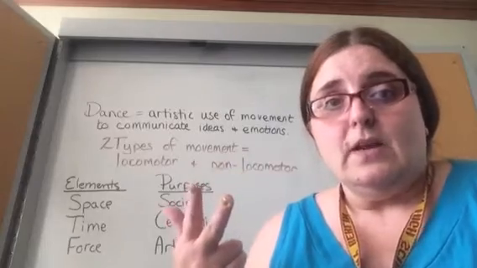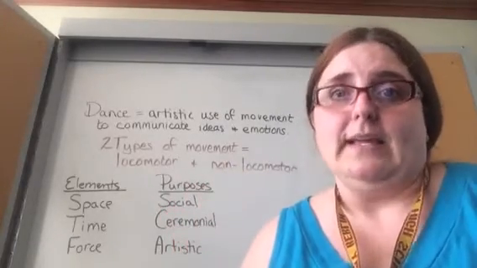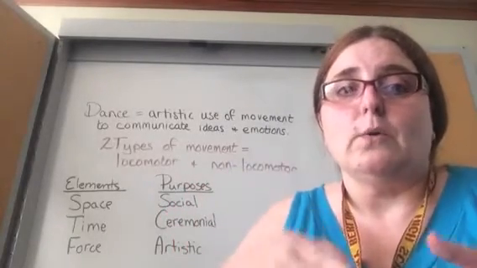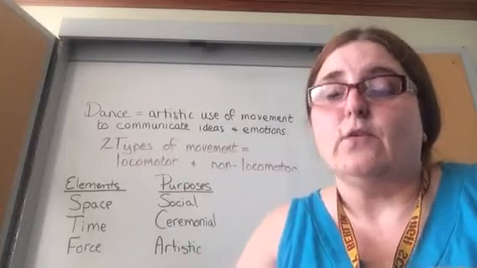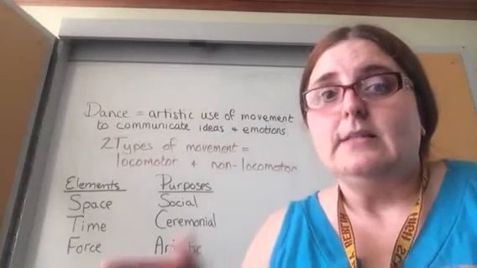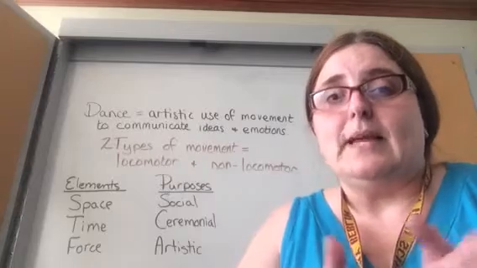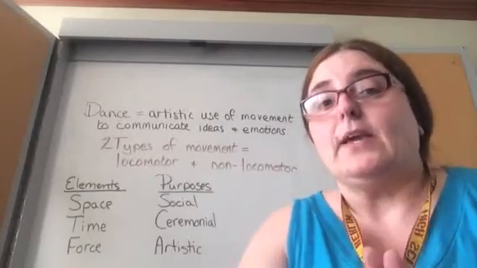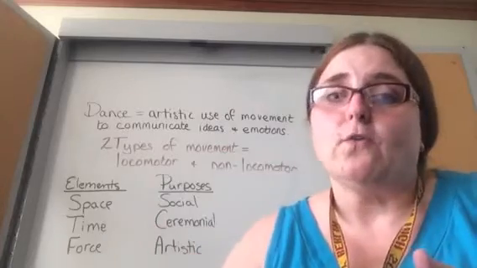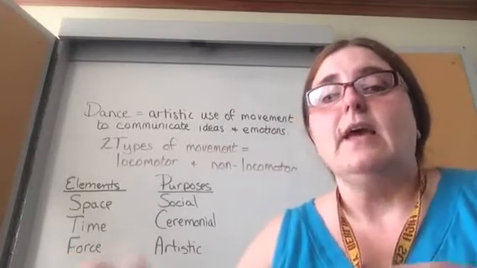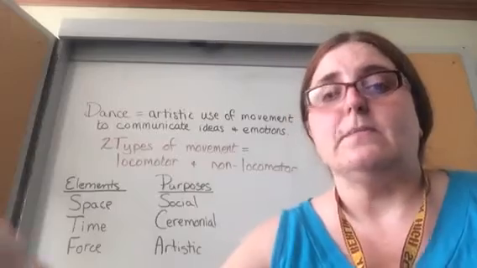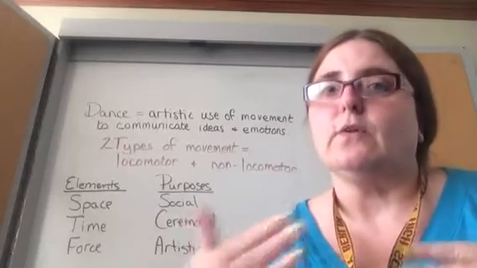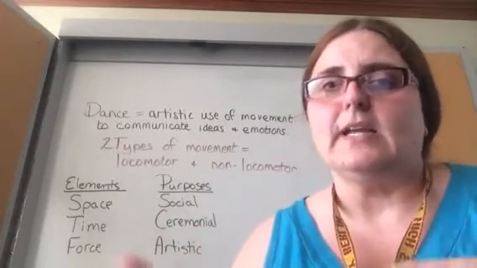The third component of space is pathways. Pathways are routes that dancers take to get from one place to another. So some examples might be if a dancer needs to go from one place on the stage to another place, they may go in a straight line, they may curve around the other dancers, they may exit and come in from the other side. There are all kinds of different pathways that a dancer might take to move on the stage.